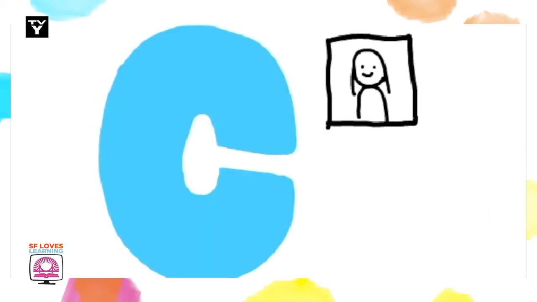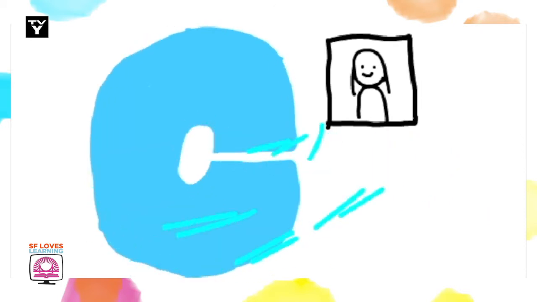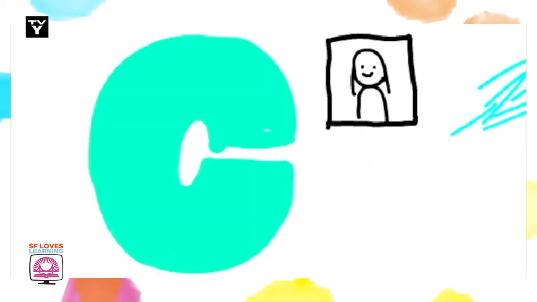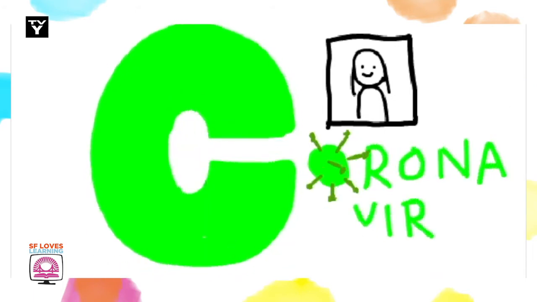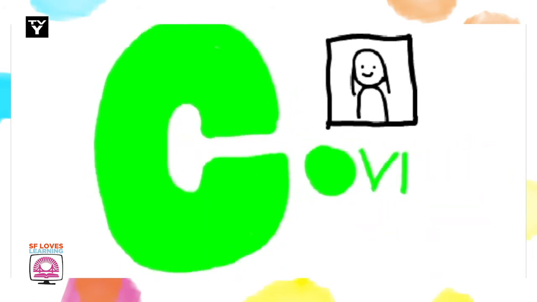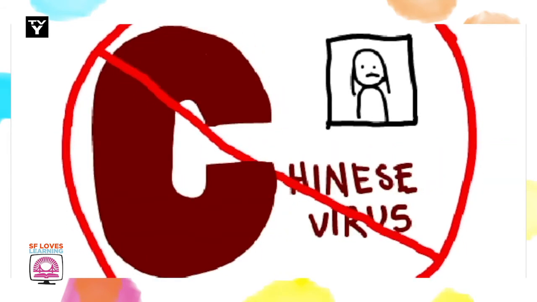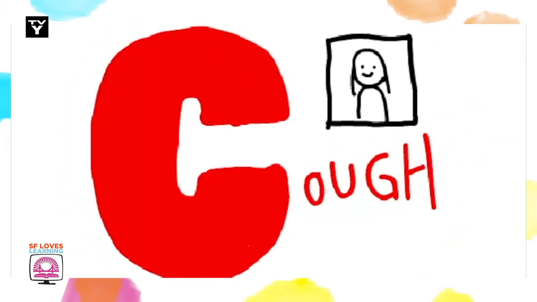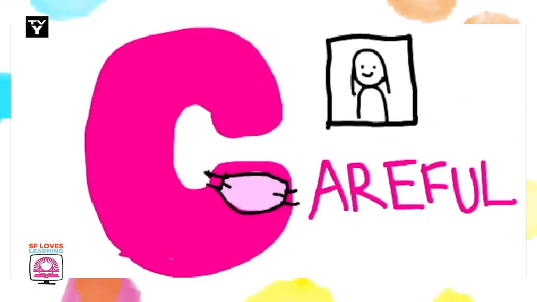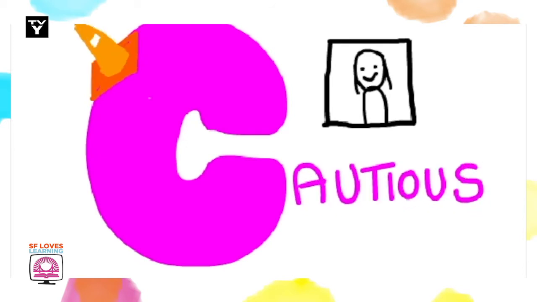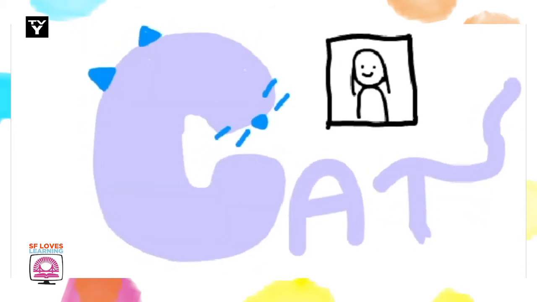It's so cool. C for cold, C for chili, C for coronavirus, yuck, or COVID-19. But remember, it's not the Chinese virus. Just because someone coughs doesn't mean they have the virus. Remember to be careful and cautious, and spend time with your cats, cute cats.